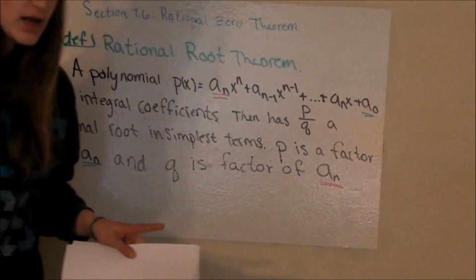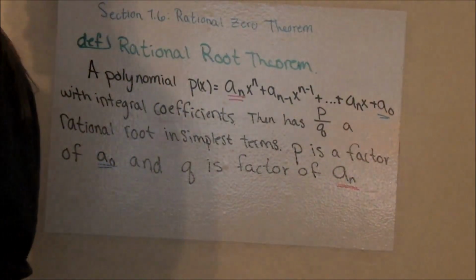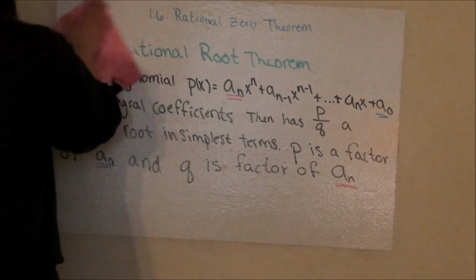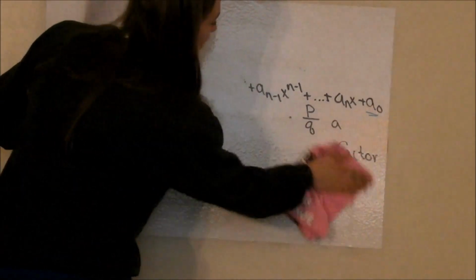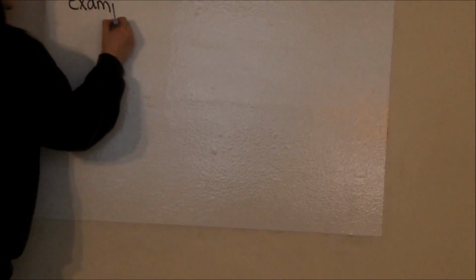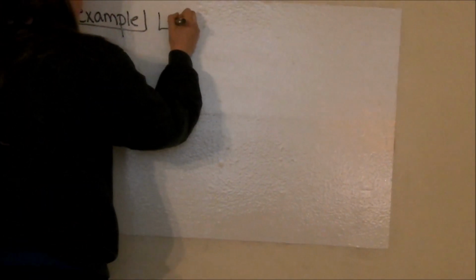So we're going to go ahead and jump right into some examples of this. Our first example is, all I want you to do is list the possible rational roots. And we'll go through this. It won't be too hard. So example: list all possible rational roots.